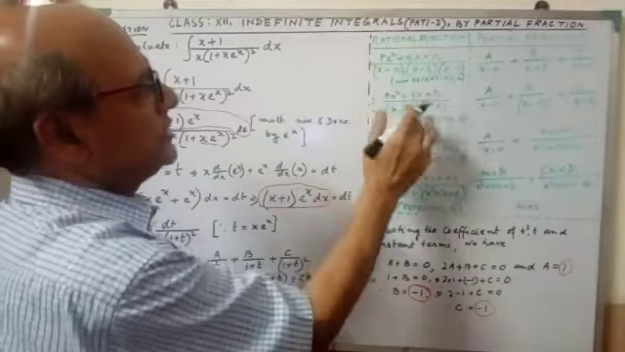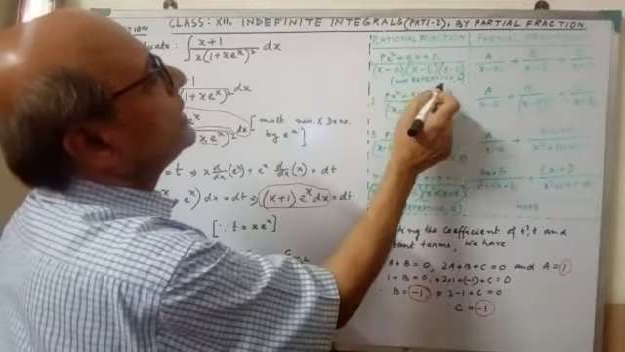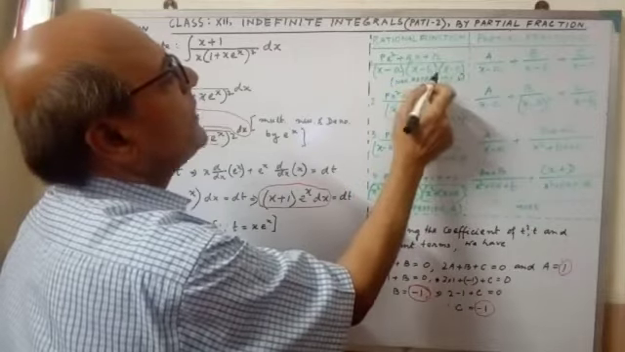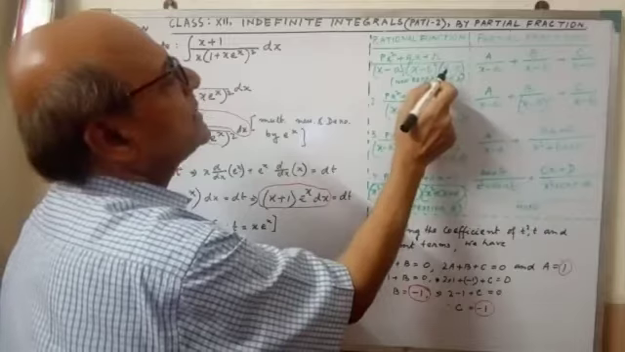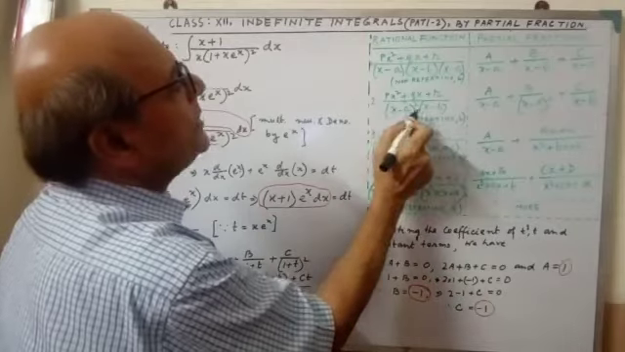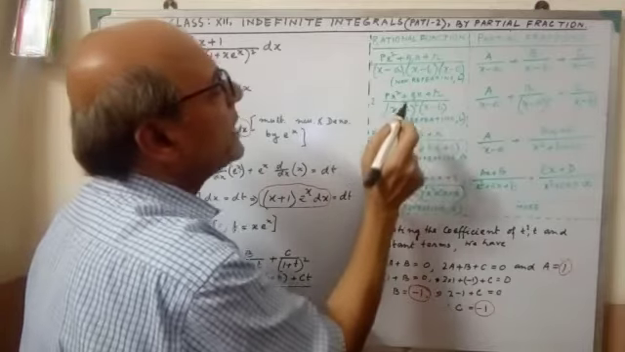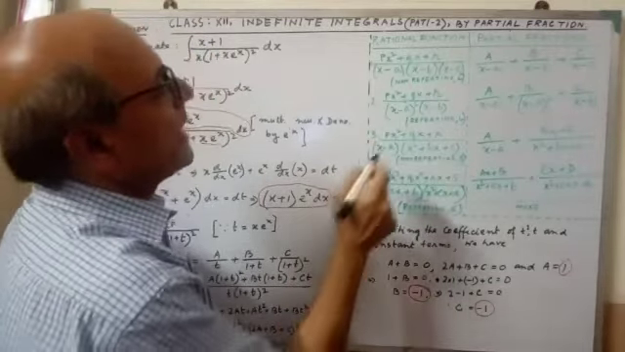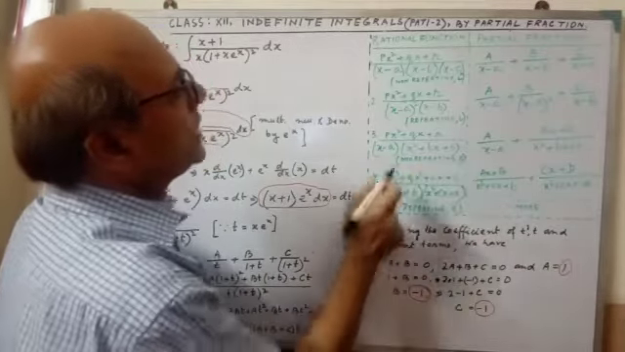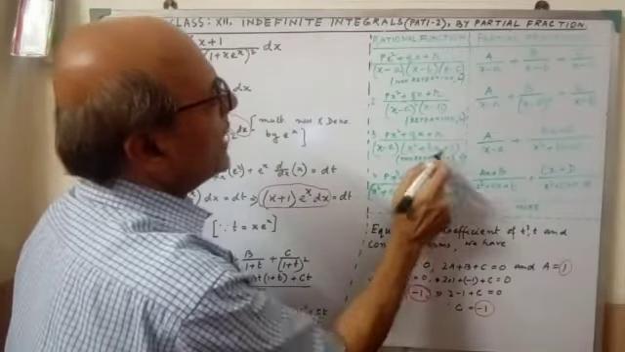The rational function has different types. First, the non-repeating linear factor: x minus a, x minus b, x minus c, these are factors not repeating. The same factor is not in the denominator. In this case, a repeating factor, x minus a whole square, that means x minus a and x minus b, that is repeating. And here, the non-repeating quadratic factor, that is x square plus bx plus c, which cannot be factorized.